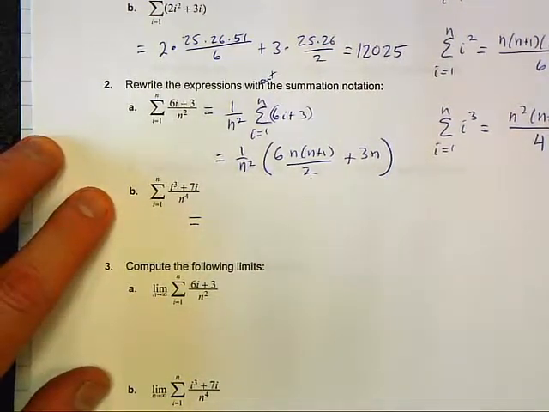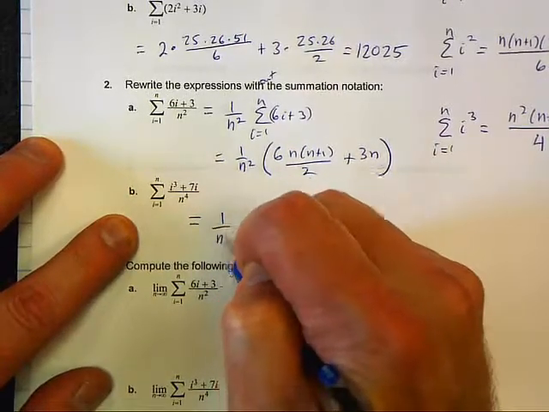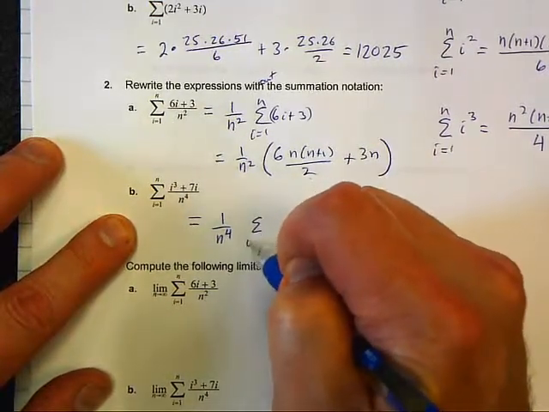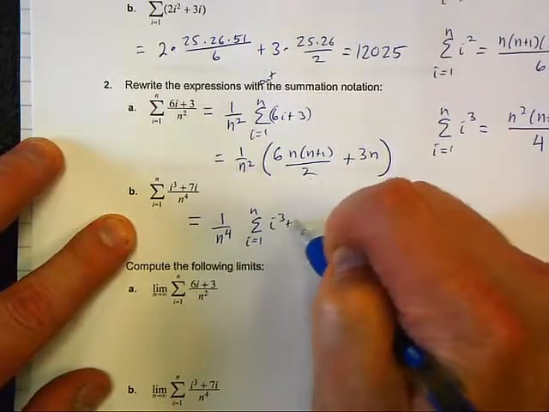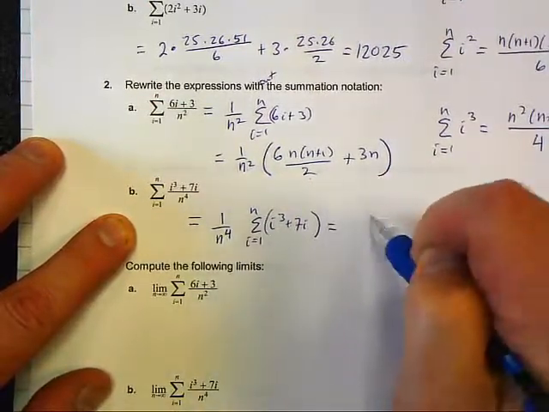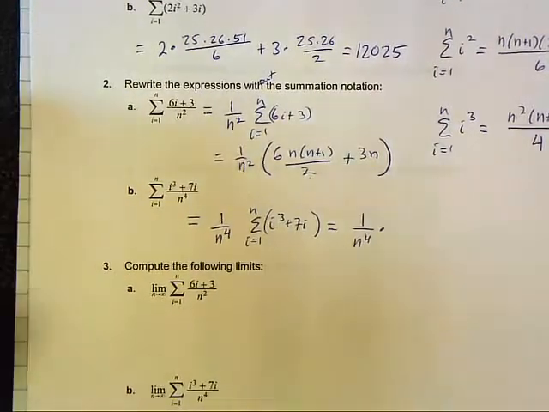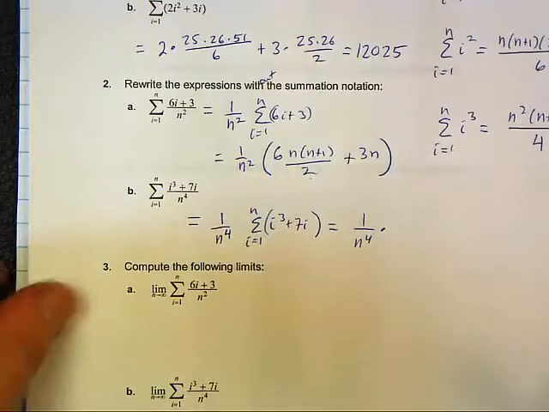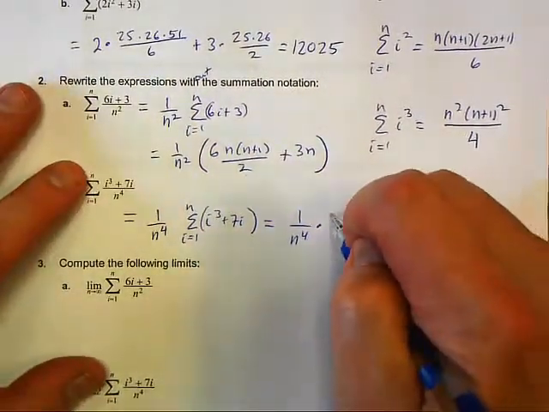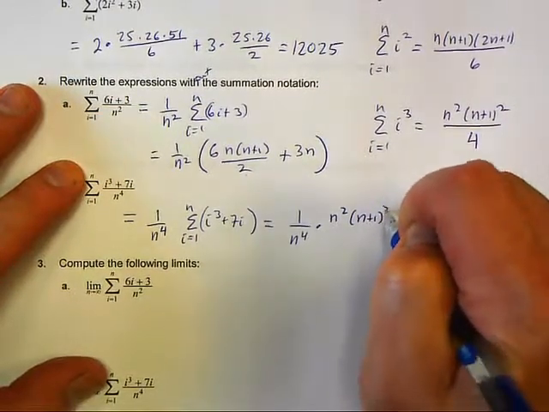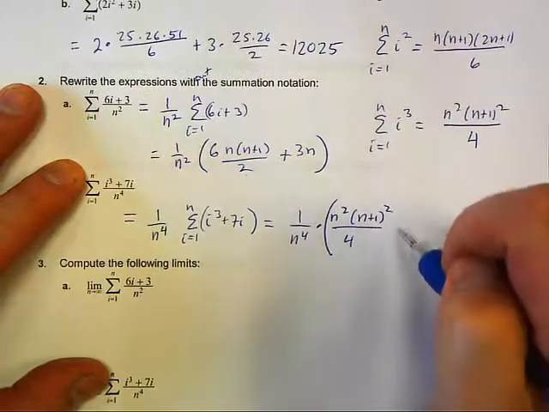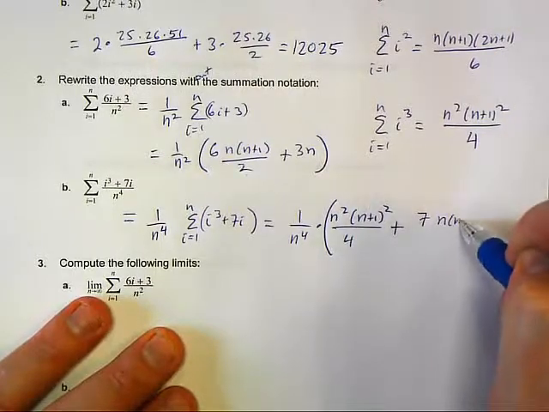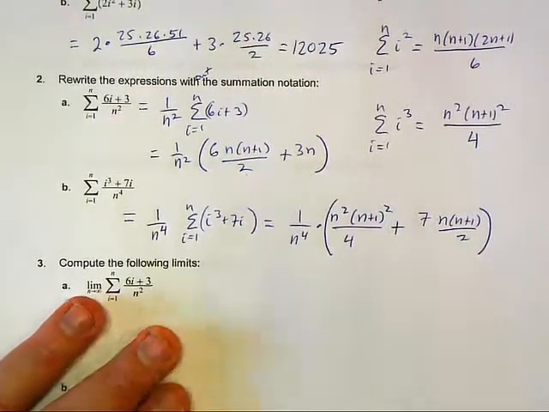All right, B. Same idea. I'm going to write that 1 over n to the 4th out front. I don't need it really. And then I'm going to have the sum from i equals 1 to n of i cubed plus 7i. So I'm going to have that 1 over n to the 4th, and then I write my formula. What's the sum of i cubed? n squared, n plus 1 squared over 4. Plus, what's the formula for 7i? 7 times n plus 1 over 2.